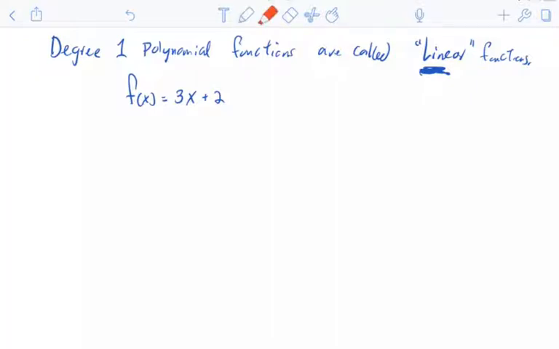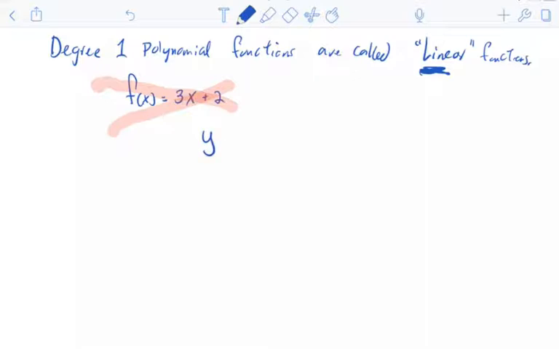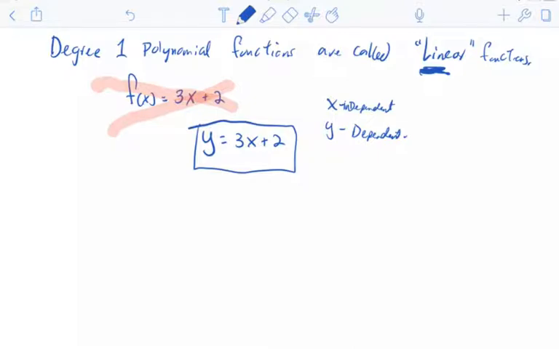The standard way that linear polynomial functions are represented to students isn't like that. Instead, they will be written y is equal to 3x plus 2. As I said before, this is implicitly a function where x is the independent variable and y is the dependent variable. So, if somebody's talking about a linear polynomial or a linear function, they might give you an expression like that.